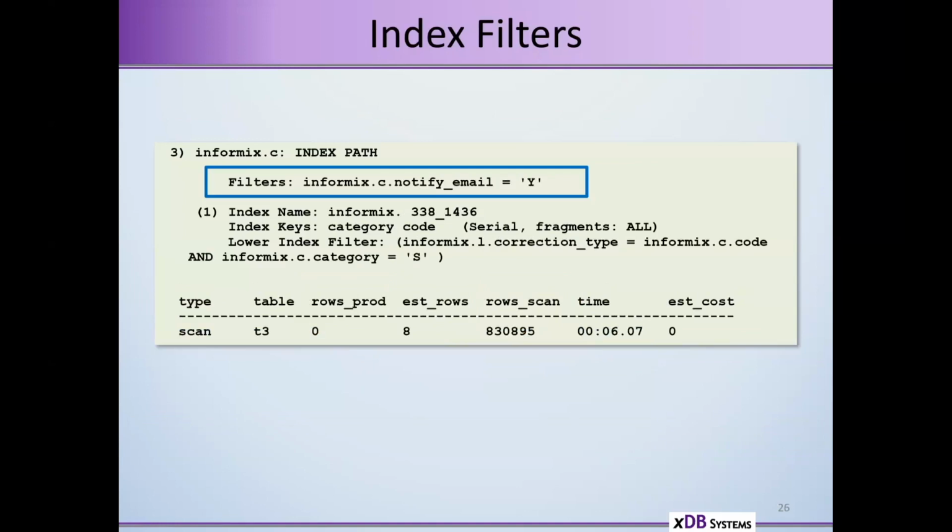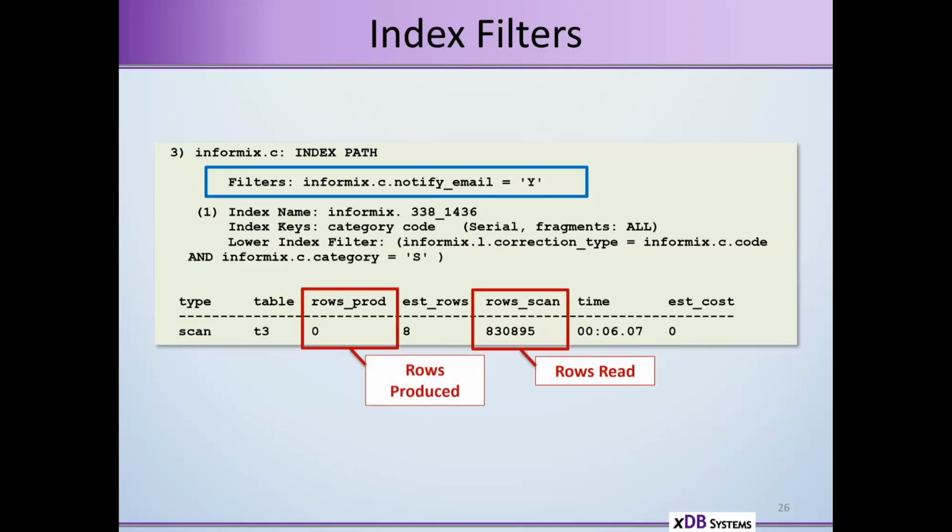Another example of a filter being applied, and remember it's applied after the row is read, is the simple flag, notify email. It's either yes or no. What we can see right away from the query statistics is that we read 830,000 rows and we produced 0. That means that every single row we retrieved with our index failed this filter, if you like, and we read it, we didn't need it. So this is a clear case.